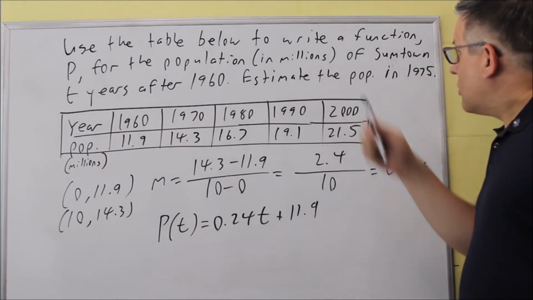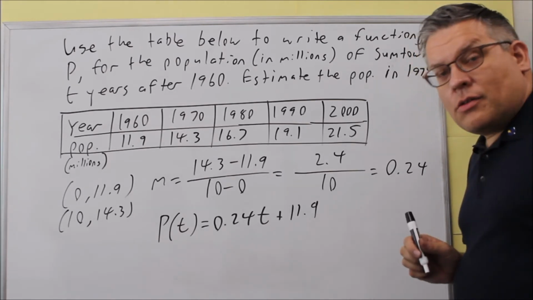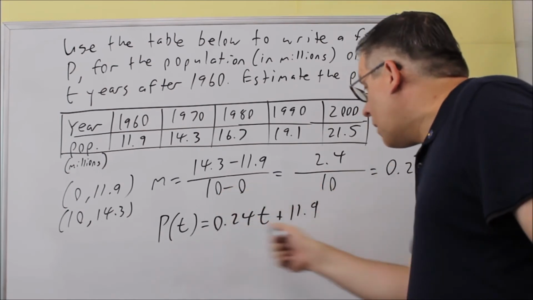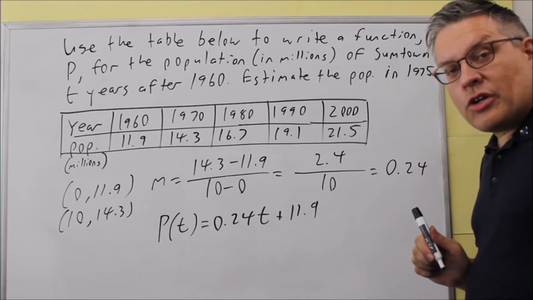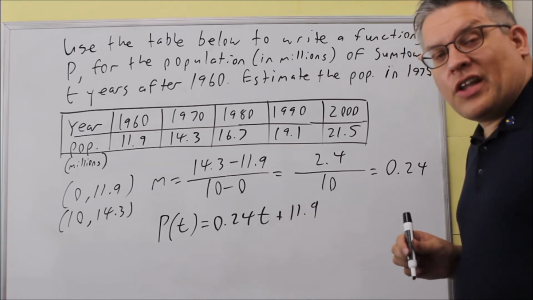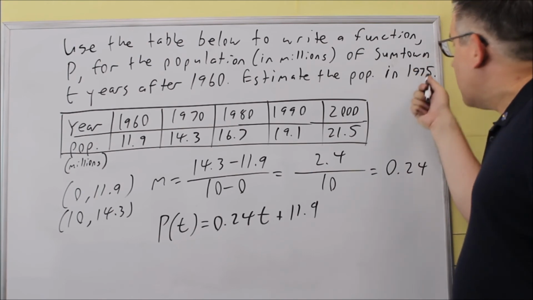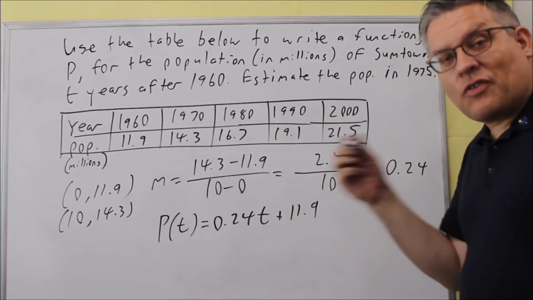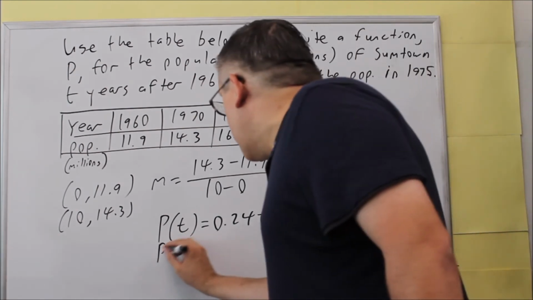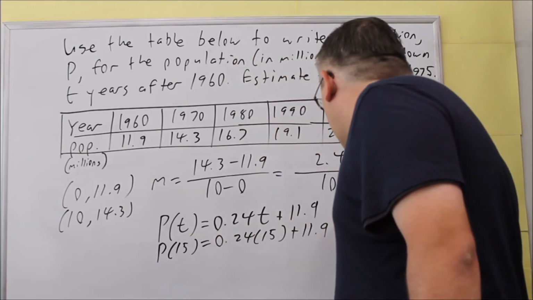Now the second part says estimate the population in 1975. Okay, now to do that, first of all, remember in this formula the t represents the number of years since 1960. So we're not able to put 1975 in there. Instead, you want to see how many years 1975 is after 1960. That's 15 years. So instead of 1975, you want to put 15 in there. So the way we write that is p of 15 equals 0.24 times 15 plus 11.9.